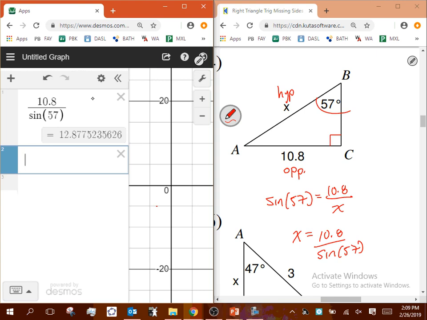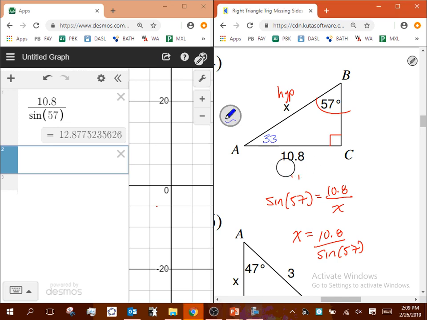Just so we're on the same page, if I use that as 33 degrees, is 10.8 my opposite side anymore? What is it? Adjacent. So now which trig ratio are you going to use? You're going to use cosine, right? So cosine of 33, my adjacent side is 10.8 over x, right?